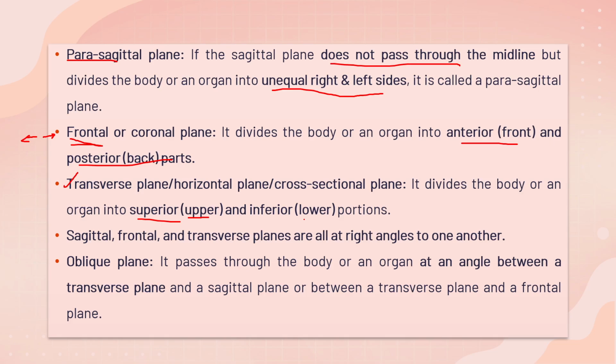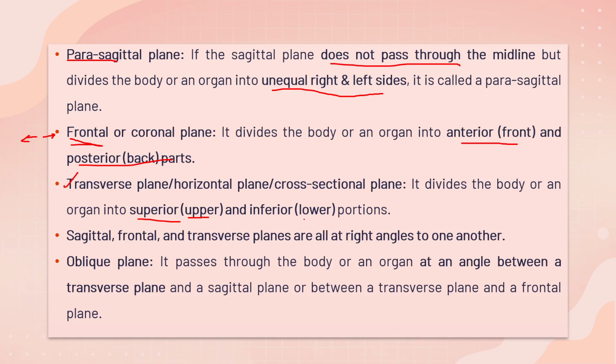So the sagittal, frontal, and transverse planes are all at right angles to one another. Okay, then the oblique plane is not at a right angle. It passes through the body or an organ at an angle between a transverse plane and a sagittal plane, or between a transverse plane and a frontal plane.